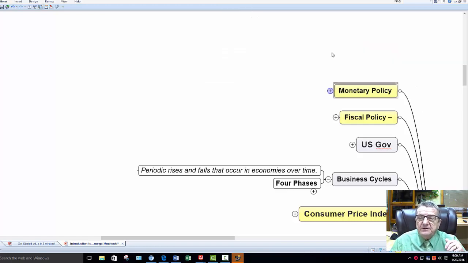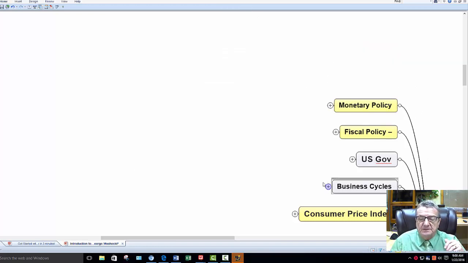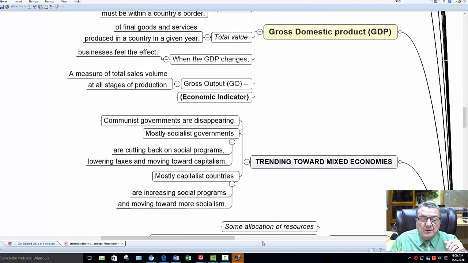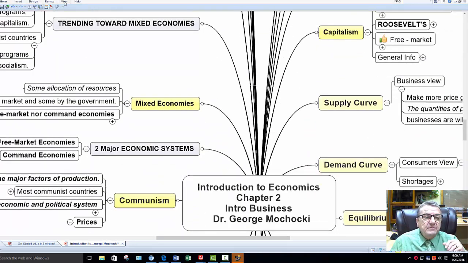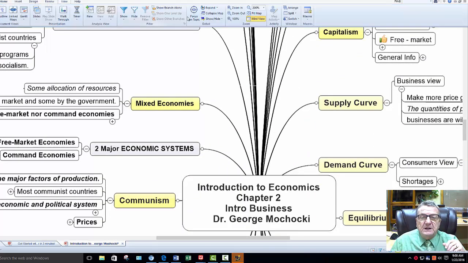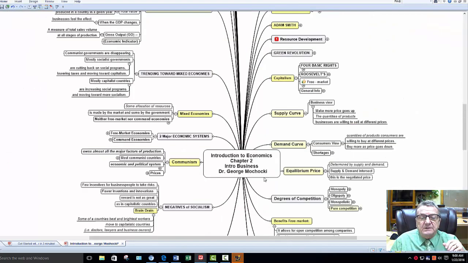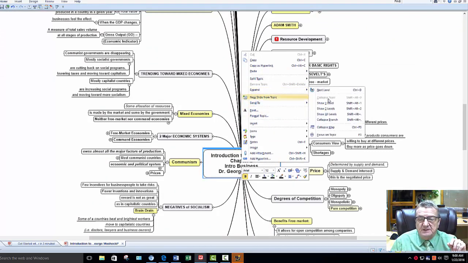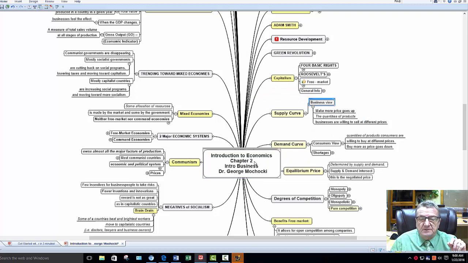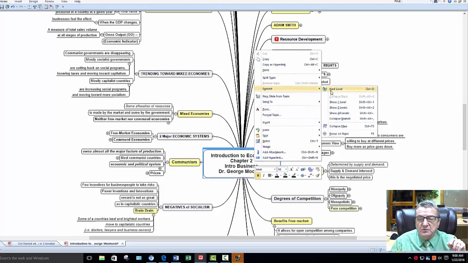The monetary policy, when we do Chapter 20. Remember, now when I'm looking at this, this is a real quick overview of what is going on. Let me just expand it to level 1. Okay, sorry, level 1. Going too quick here.